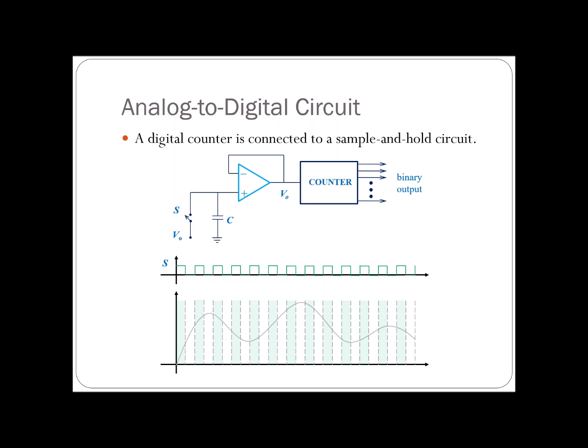Now let's try to change the sampling time, the interval here. I made the interval shorter, but everything is the same. So what will happen if we use this interval in regulating the switch S? Same as before, this is what we will get when the switch is on: the output of this op-amp will follow the input signal, and when the switch is off, the output will hold the last voltage.